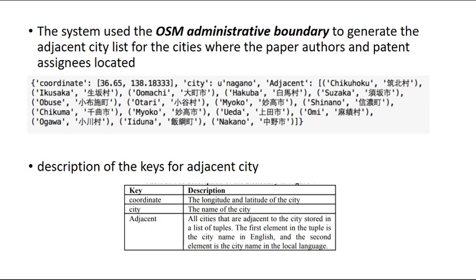Okay, the system uses the OSU administrative boundary to generate the adjacent cities where the paper's authors reside or the paper talks about the location. So for the description of an adjacent city, we take the coordinates of the city and the name of the city, and all the adjacent cities are stored in a list of tuples. The first element in the tuple is the city name in English and the second element is the city name in the local language.